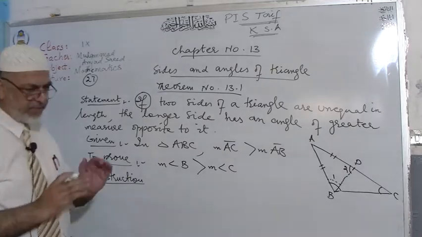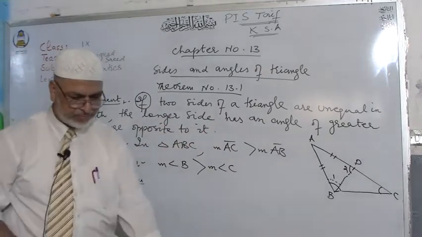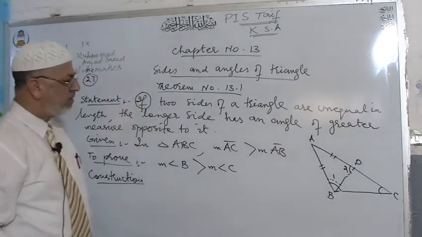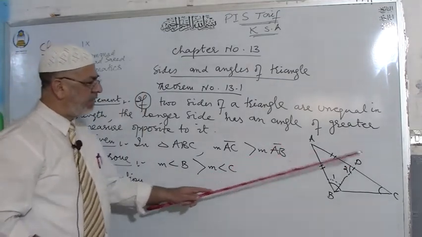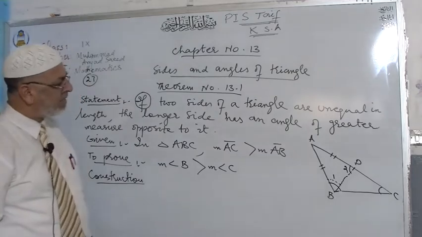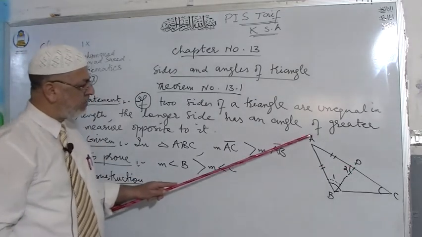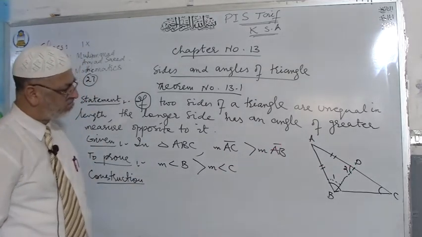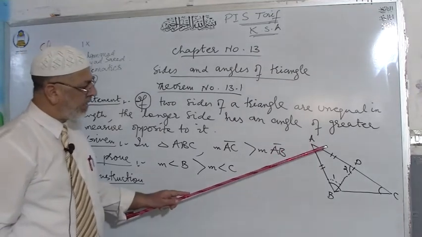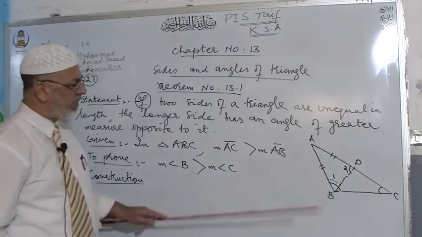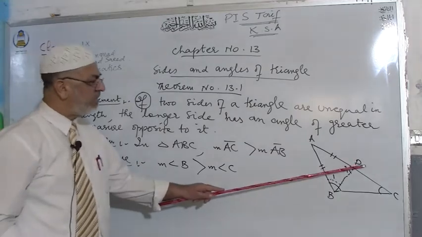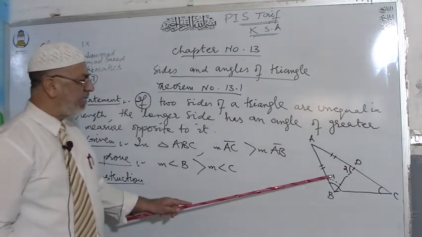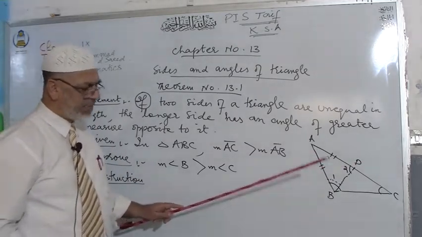Now again I am repeating the construction. Take a point D on AC such that AD is congruent to AB, join B with D and name the angles 1 and 2 as in the figure.